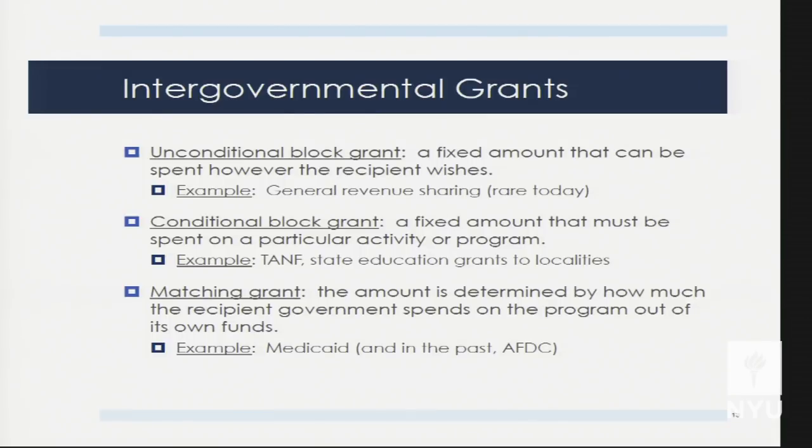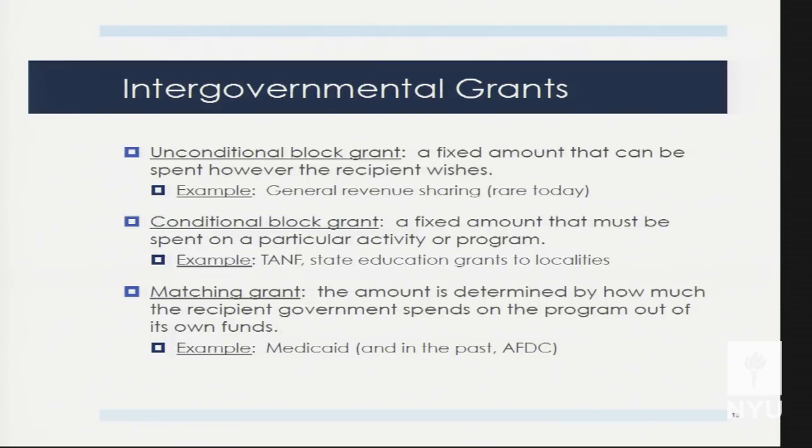We don't actually have very many of these left at the federal level anymore. We used to have a program called general revenue sharing. It was gotten rid of in the 70s or 80s. It used to just basically be that some fraction of federal tax revenues would be sent back to the states in these unconditional grants, with poorer states getting bigger grants and richer states getting very small grants, right? General revenue sharing is what it was called. We don't really have much of that today.